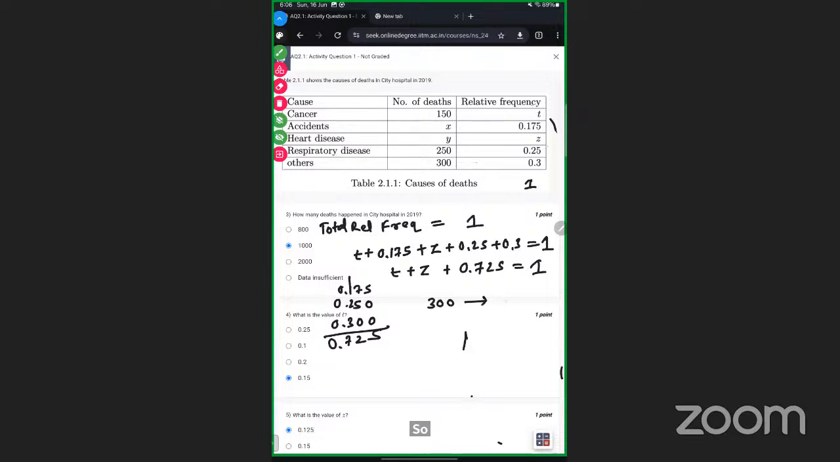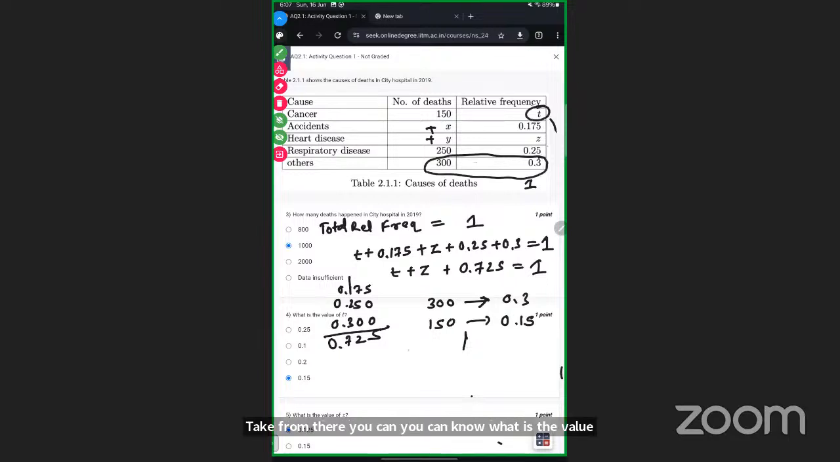Sir, how to find the number of deaths? That's what I'm doing. You should know x plus y, then only you will know. Someone suggests using 300 with x equal to 0.3 to calculate the total. Now, 150 represents 0.15, correct? From there you can know the value of t.